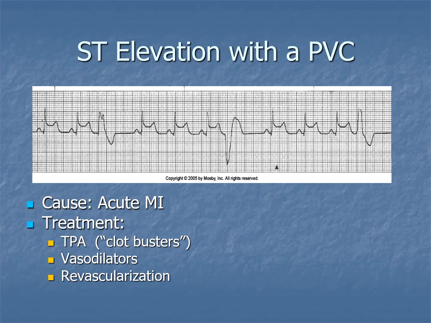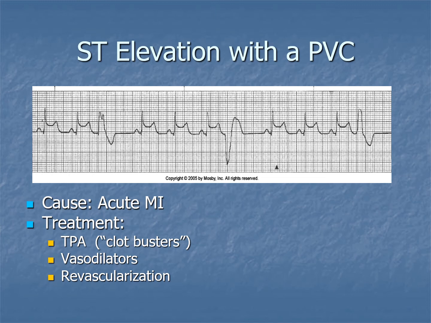This is just another strip, another way of depicting the ST elevation, but this also has PVCs with it. So I mentioned earlier that if an individual has multifocal and frequent PVCs, one of the causes can be an MI. So this strip is showing you the ST elevation with a PVC. Again, the cause would be an acute MI. And in distinguishing acute from non-acute, a patient could have had an MI a month ago, and it will show up on the strip in all likelihood. But in this particular instance, they're actually having their heart attack as we speak.